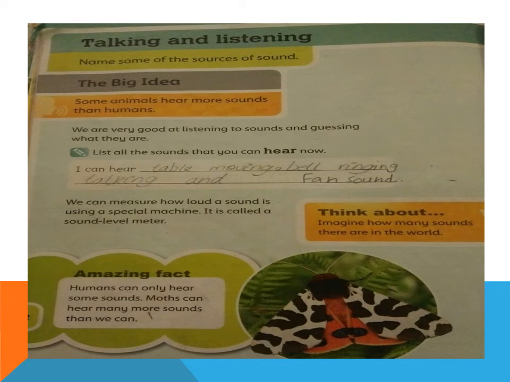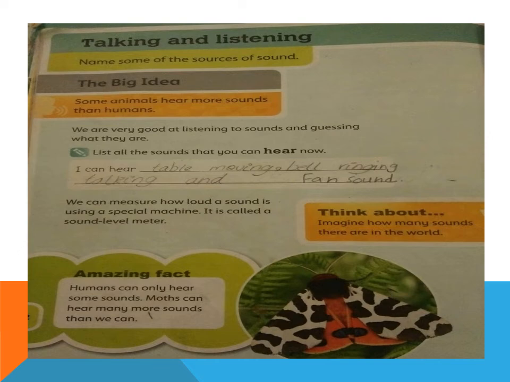Now at the end of that page, there is an amazing fact. I am going to share that amazing fact with you. And there is a picture of one. What thing is this? It's a picture of an insect. Humans can only hear some sounds. It's a picture of a moth. Moths can hear many more sounds than we can.